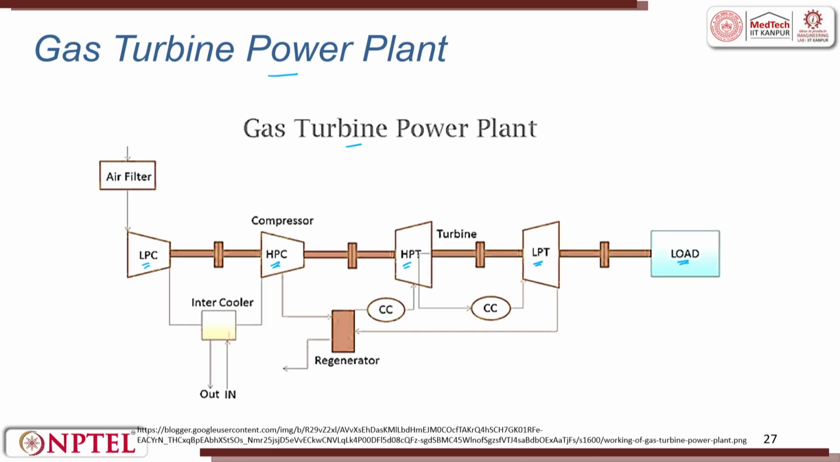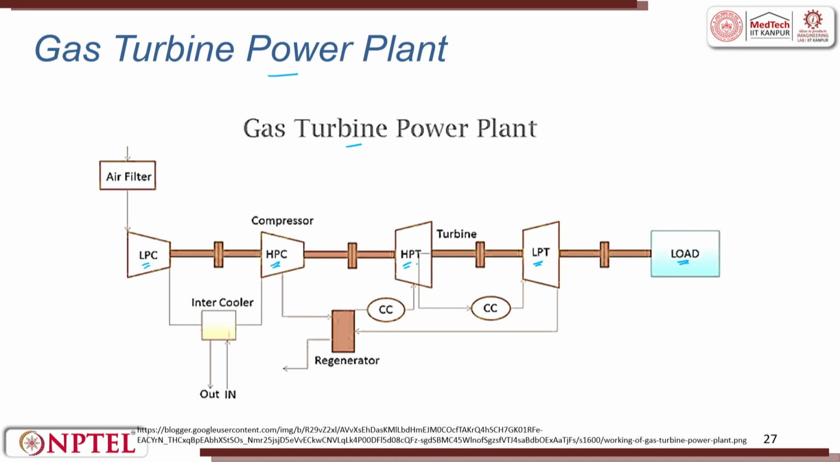So, the work is done. Once the work is done, there is a loss of pressure, so that goes to the low pressure turbine. There also we operate, the turbine rotates, and the load is taken. From here, this is a low pressure compressor, and a high pressure compressor. This is intercooled by a cooler, by a fluid.